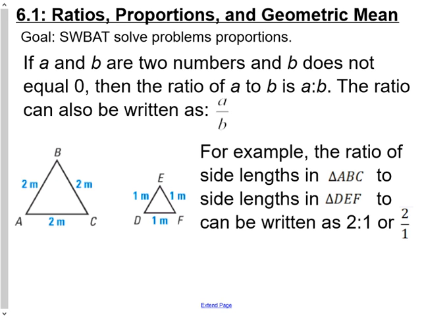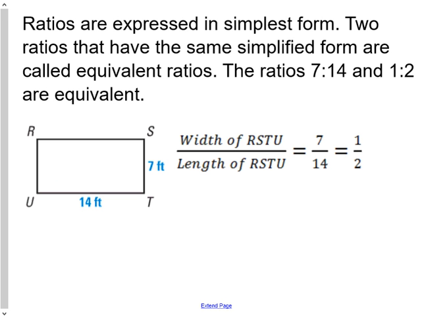So our ratios, even when simplified, need to have 2 numbers. You wouldn't say the ratio of boys to girls is 3. You would say 3 to 1 or 1 to 3. Ratios are expressed in simplest form, just like fractions. We would simplify. So the ratio 7 to 14 and 1 to 2 are equivalent. So instead of writing 7 to 14, we would simplify and write 1 to 2, which in this diagram here would be the ratio of the width of our rectangle to the length of our rectangle.